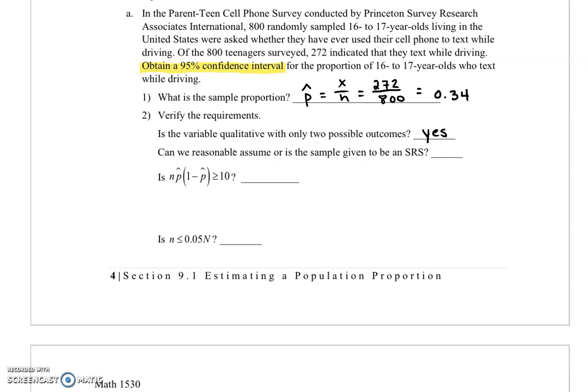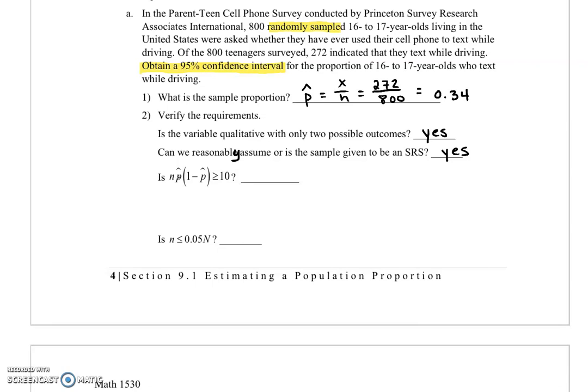Can we reasonably assume the sample given is a simple random sample? Well, it says 800 randomly sampled, and since it's conducted by a research company, we can assume that it is a simple random sample.